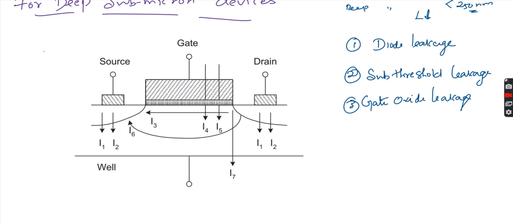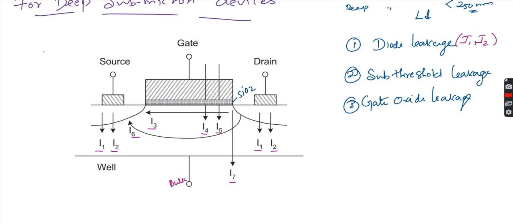Okay, now we'll see this simple device. As you know, this will be your SiO2, this will be your length. Now you can see many currents marked like I1, I2, I3, and here also I1, I2, then I3, I4, I5, I6 and I7. These are the different factors. This will be bulk. Now in these currents, the diode leakage currents are I1 and I2. Both are diode leakage.